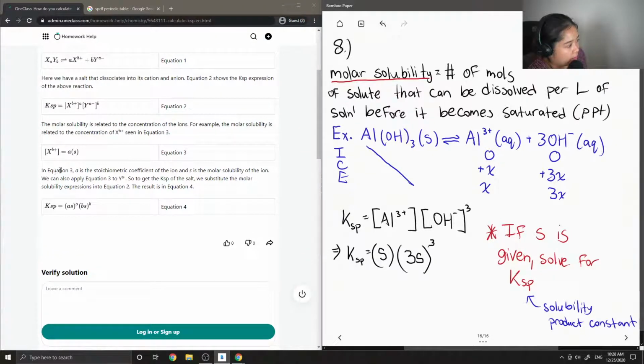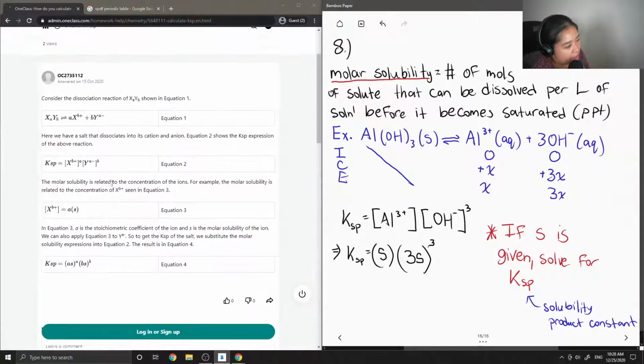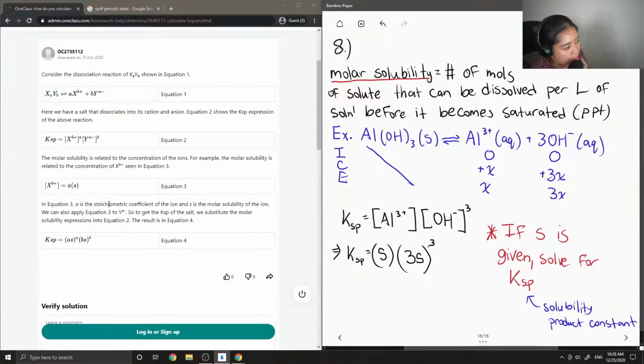In equation 3, A is the stoichiometric coefficient of the ion, and S is the molar solubility of the ion. We can also apply equation 3 to Y A minus, so to get the KSP of the salt, we substitute these molar solubility expressions into equation 2. The result is in equation 4.